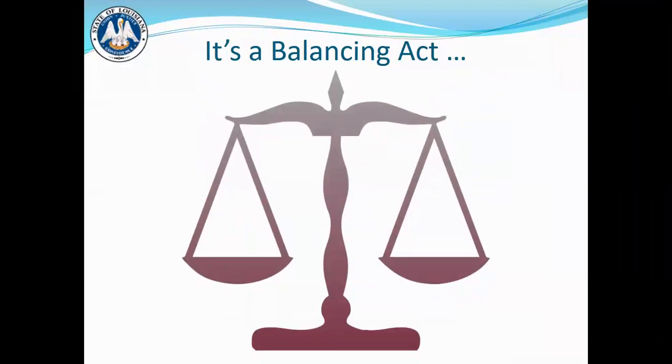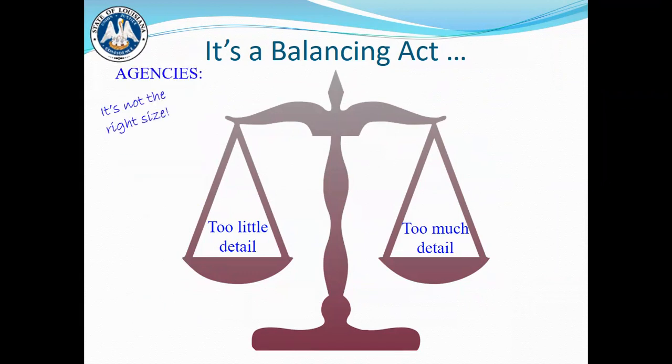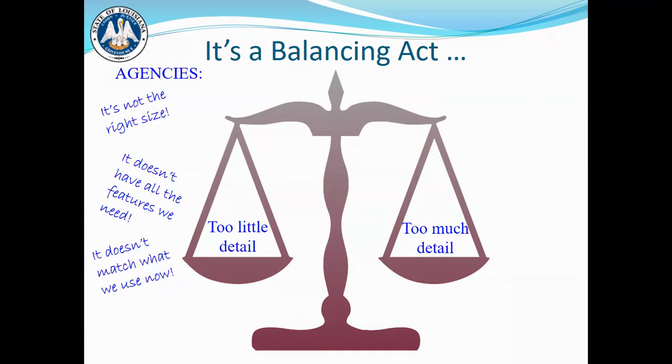So it's a balancing act. First, you can provide too little detail or too much detail. On the agency side, it's not the right size, or we'll hear it doesn't have all the features we need. It doesn't match what we use now. It won't get here in time.